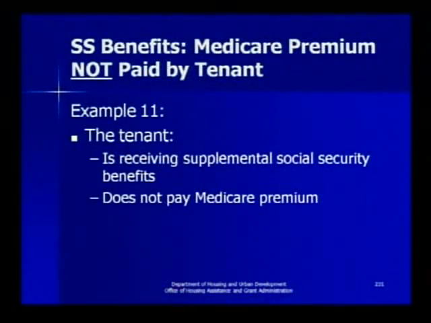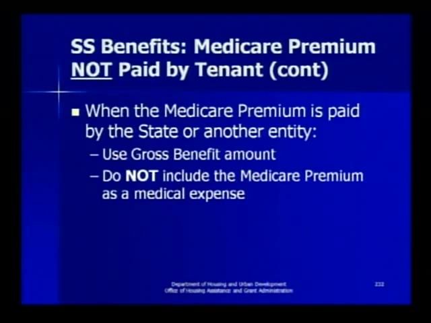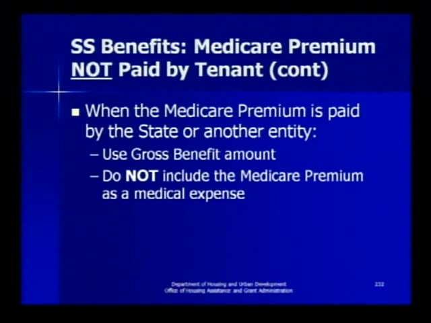In our next example, we've got a tenant receiving supplemental Social Security benefits, and they do not pay for the Medicare premium. When the Medicare premiums are paid by the state or another entity, you do not include them on the tenant's 5/9 as part of a medical expense. You use the gross amount of income shown, and you do not in any way include the Medicare premium because it's being paid by a third party.